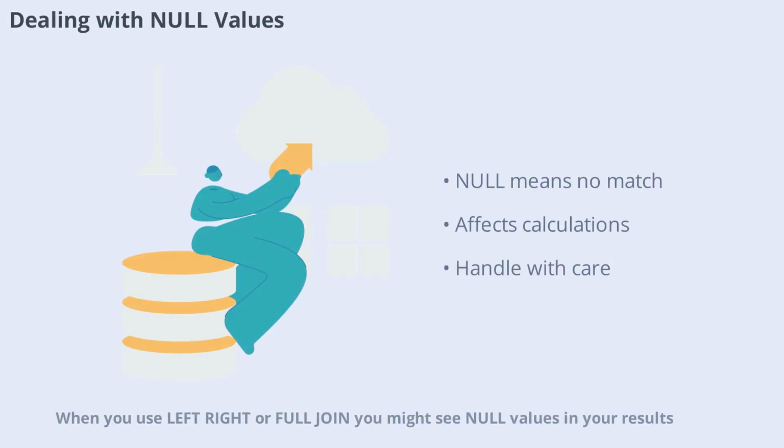When you use left, right, or full join, you might see null values in your results. These indicate that there was no matching record in the other table. It's important to handle these nulls carefully in your analysis as they can affect calculations and reporting.